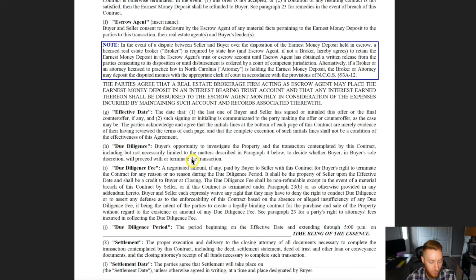We want to make sure that by 5 p.m. on the expiration of your due diligence period, which is the determined amount of days from the effective date, you feel satisfied to move forward and you're willing to put your earnest money now on the line. Because as of 5:01 on that day, you are now out not only your due diligence fee, but also your earnest money should you decide to move forward.